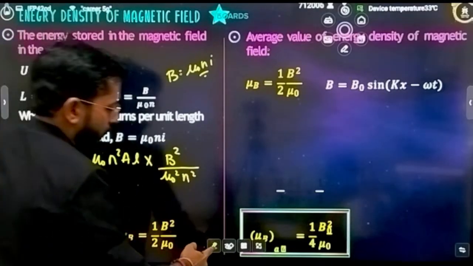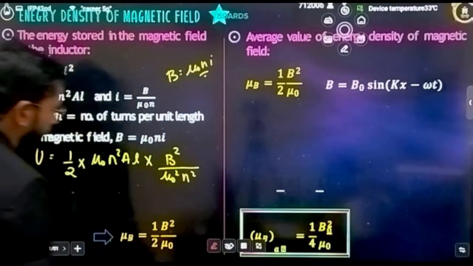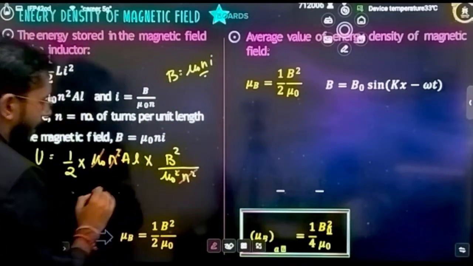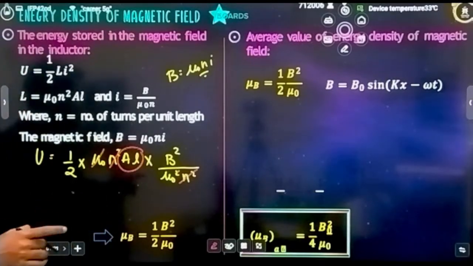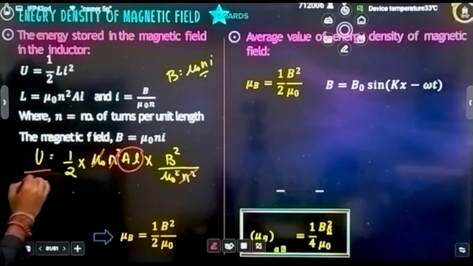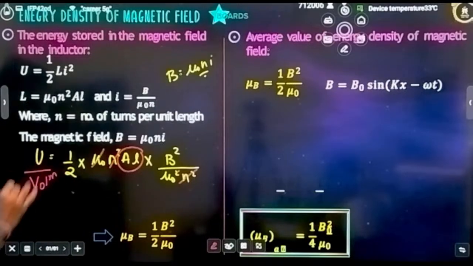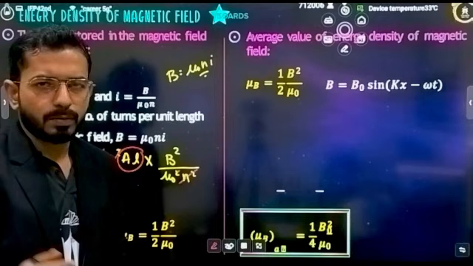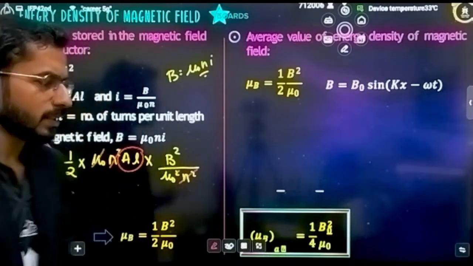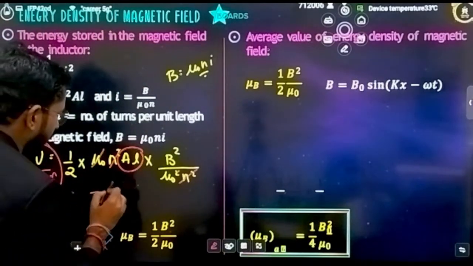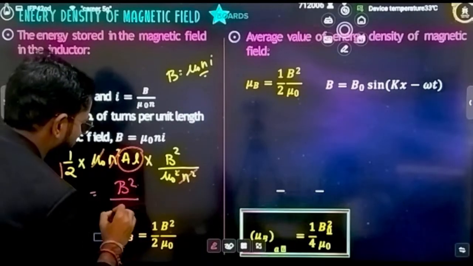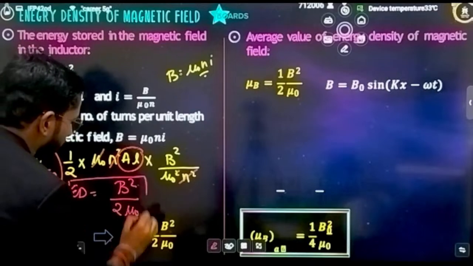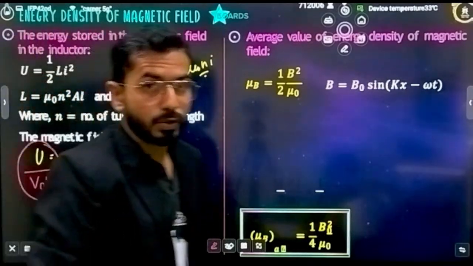Correct? Now let's see, after calculating, what is the result that is going to come. Mu naught square cancels, N square cancels, A into L again is going to give you what? Volume. That volume I am going to take here, and I am going to define this complete thing as energy density, because energy divided by the volume is defined as energy density. So here it will be equal to B square divided by 2 mu naught. This is the formula for energy density in a magnetic field. B square divided by 2 mu naught.